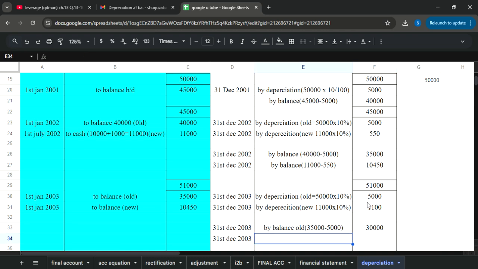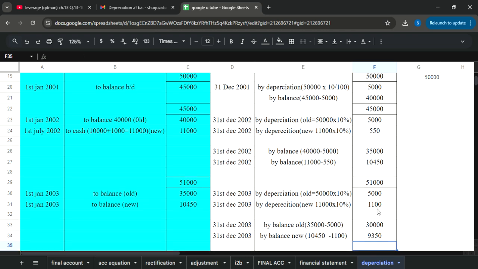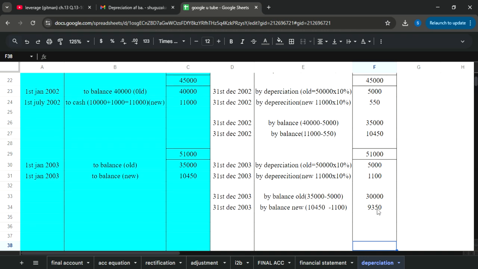And now the new asset balance, and how will you write it? Please note, the value of the asset was 10,450 and you will subtract the depreciation 1,100. Once again, 10,450 was the value of the asset, 1,100 was depreciation. So in this way, 9,350.